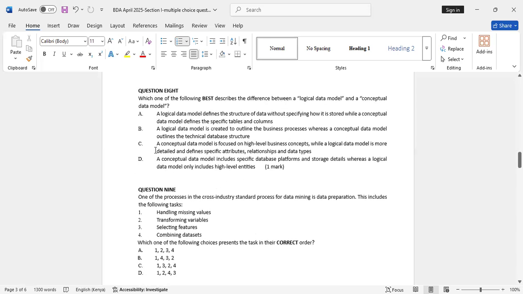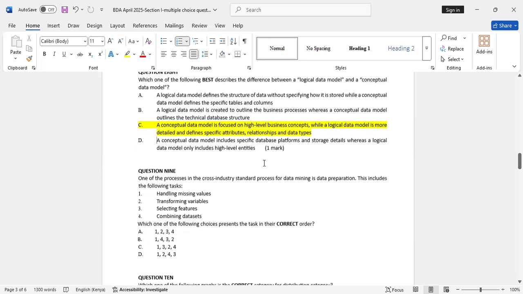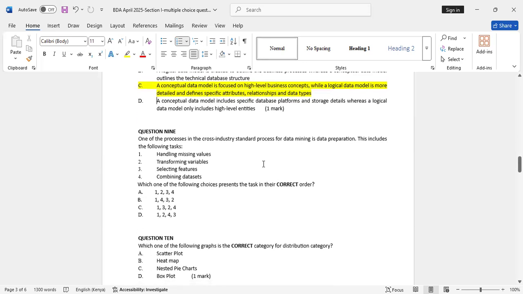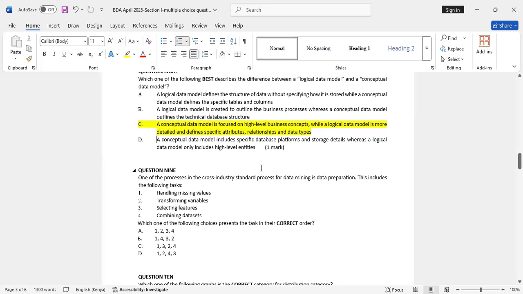A conceptual data model is focused on high-level business concepts, while a logical data model is more detailed and defines specific attributes, relationships, and data types. So the correct answer here was C. So for you to answer this question correctly, you must know what conceptual, logical, and physical data models are. Yeah, these are the notes that I supplied you with.